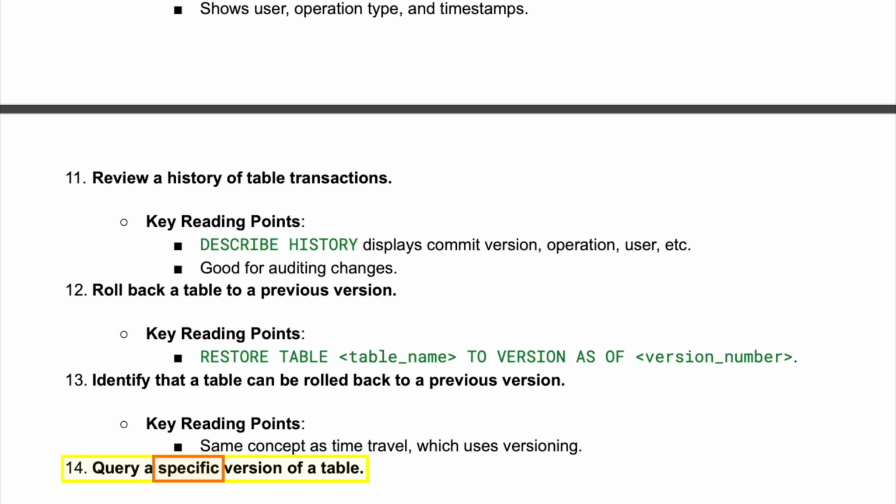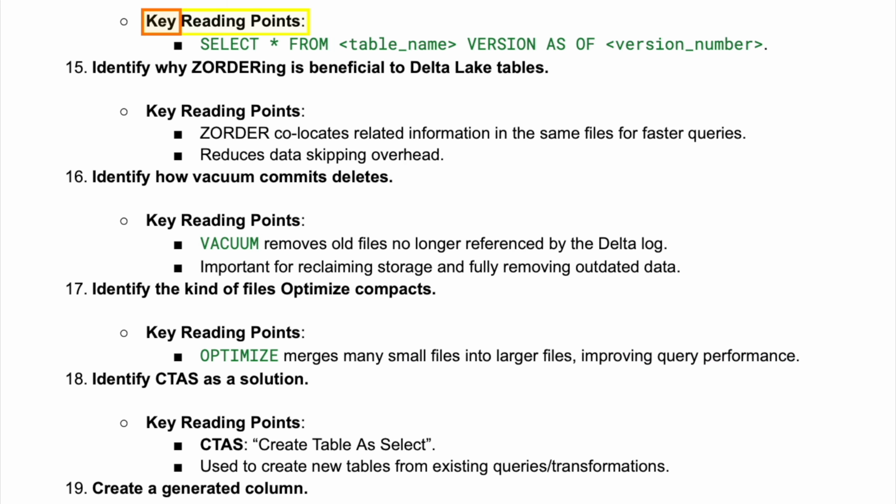14. Query a specific version of a table. Key reading points: SELECT * FROM <table_name> VERSION AS OF <version_number>.